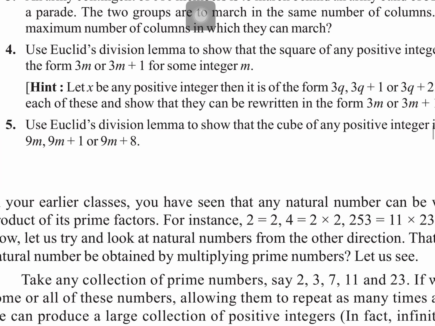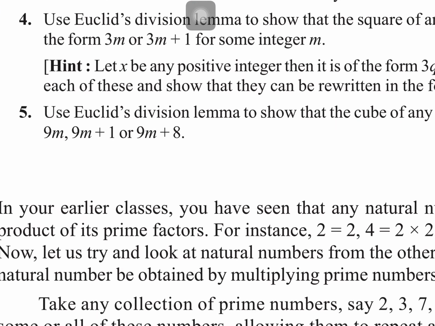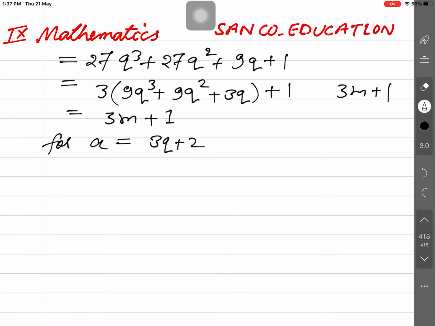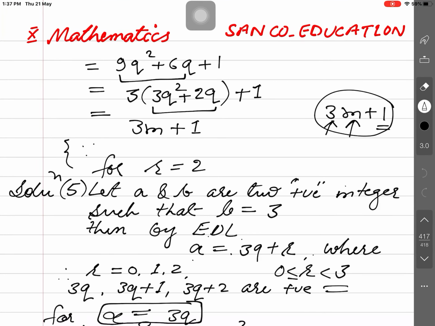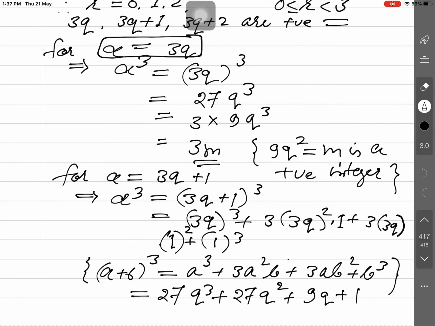Cube of n number? No, sorry guys. 9m and 9m plus 1 format is there. Okay, don't worry. 9m form. Yes, so we can take 9 common. Don't worry. Please go back to the solution. The solution is attempted as 3, but you have to take as a 9.